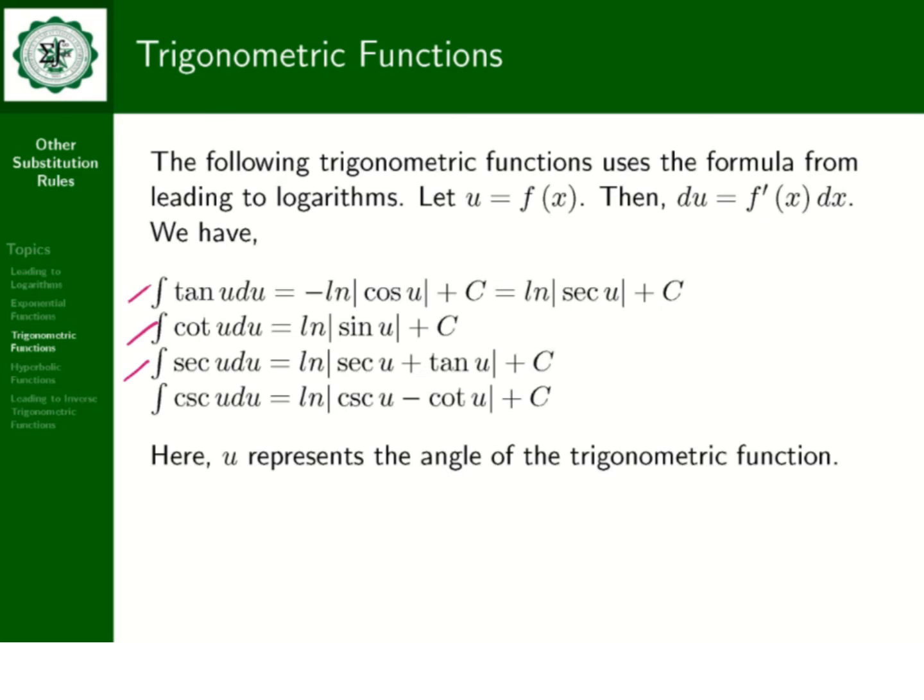Next, we have integral of secant u du is equal to ln of the absolute value of secant u plus tangent of u plus c. And then integral of cosecant of u du is equal to ln of the absolute value of cosecant of u minus cotangent of u plus c. So notice that for these formulas, we are applying the formula leading to logarithms. We also let u be the angle of the trigonometric function.